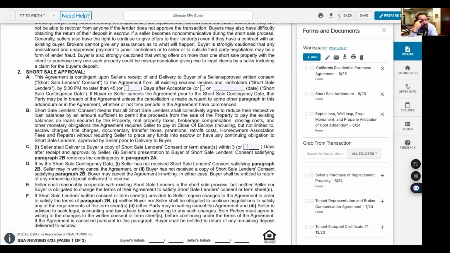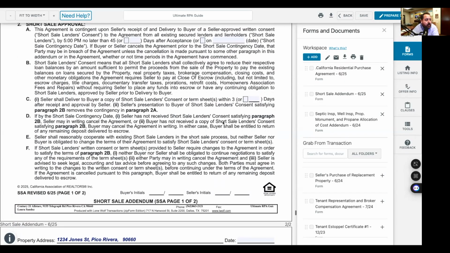If by the short sale contingency date, seller has not received short sale lender's consent satisfying paragraph 2B, seller may in writing cancel the agreement. Or if buyer has not received a copy of short sale lender's consent satisfying paragraph 2B, buyer may cancel the agreement in writing. In either case, buyer shall be entitled to return of any remaining deposit delivered to escrow. Seller shall reasonably cooperate with existing short sale lenders in the short sale loan process, but neither seller nor buyer is obligated to change the terms of their agreement to satisfy short sale lenders' consent or term sheet.